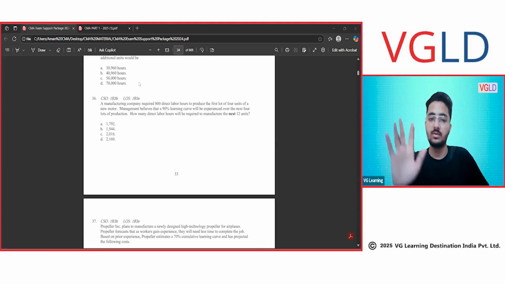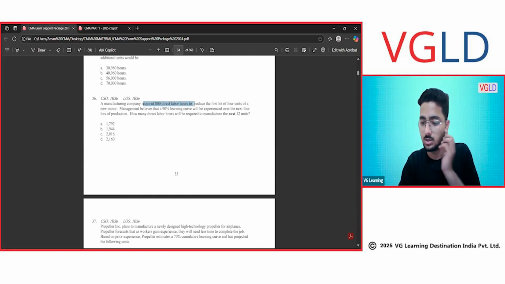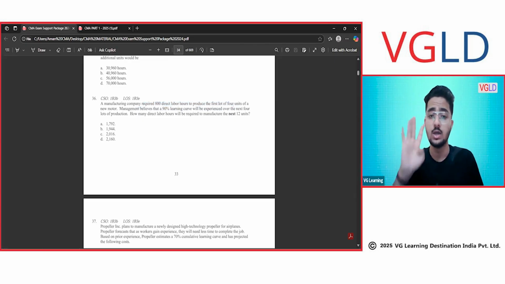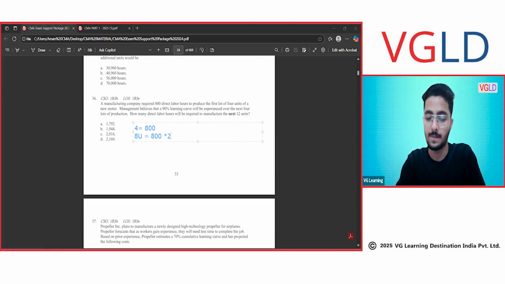So I want to know, we'll ask it. A manufacturing company required 8,000 direct labor hours to produce the first lot of 4 units. See, they're asking first lot of 4 units. So for 4 units, they took 800 hours, right? Management believes that 90% of the learning curve will be experienced over the next lots of production. 90% learning curve. How many direct labor hours will be required to manufacture the next 12 units? 4 units I took 800 hours. 8 units I will take 800 multiplied by 2 multiplied by 80%. Oh, sorry, 90%.